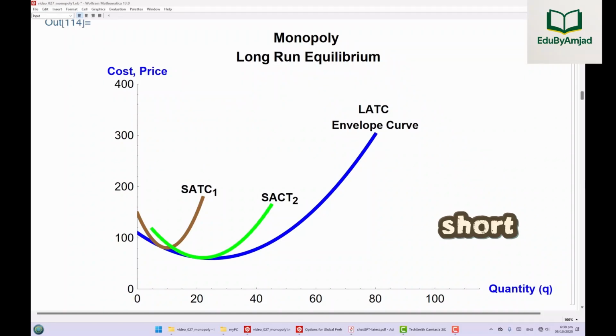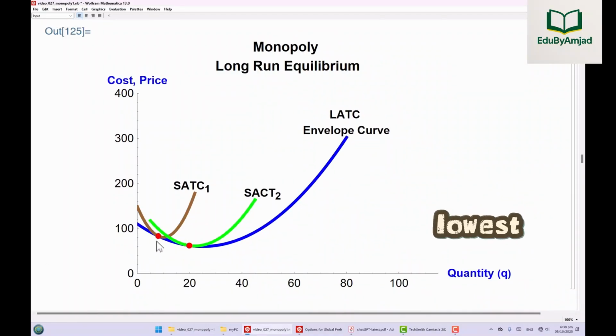For a firm in the short run, at least one input is fixed. In the long run, however, all inputs are variable, so the firm can adjust plant size to minimize production cost. The long-run average total cost curve is the envelope of many short-run average cost curves. It is drawn by taking the lowest possible cost at each output level from among all short-run curves.